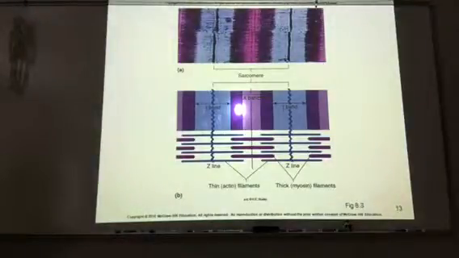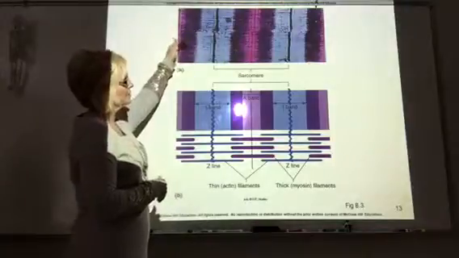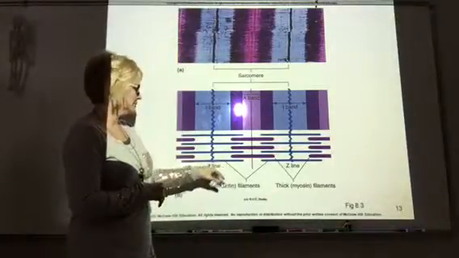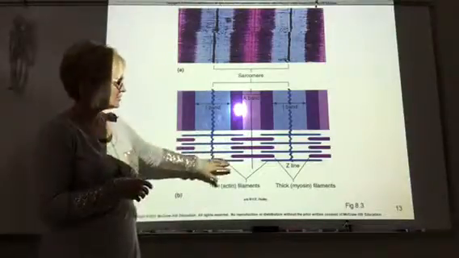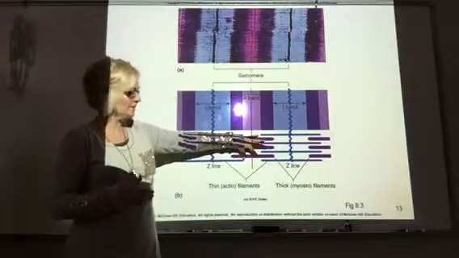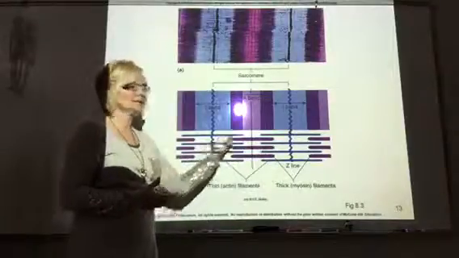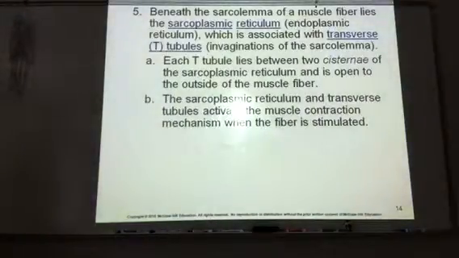So here you can see an actual microscopic picture of what it would look like. Here again, the blue are thin, the purple are thick. Obviously in structure, that's where the name comes from. Your purple or your thick filaments are thicker in size. And when your muscle contracts, they're going to move and slide closer together. And I will stop there for right now.